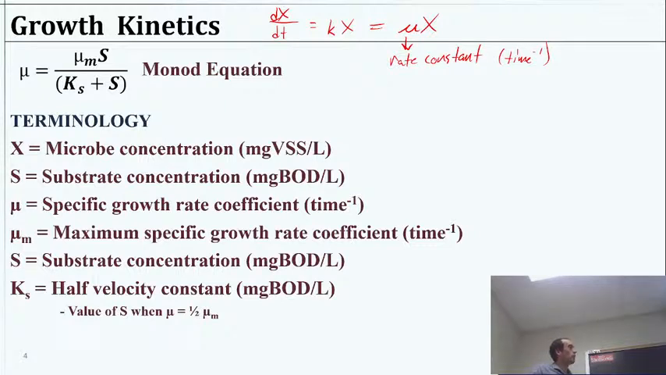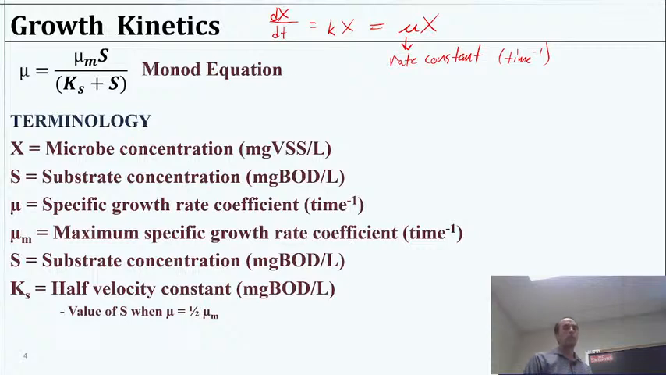So if we look at that equation, we've got mu max times S. S is the bacteria food. That's the substrate that they're going to grow on. We're going to measure that as the BOD, the mass concentration of BOD, milligrams BOD per liter. So with that, when I said an infinite amount of food, we're going to hit some discrete limit.